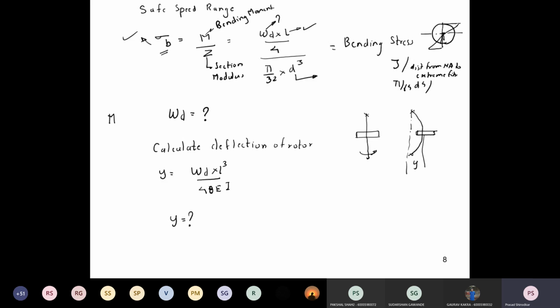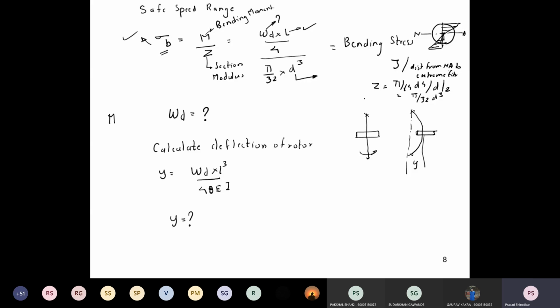And these are the stresses which are generated. Right? So it will be distance from neutral axis. This is neutral axis to the extreme fiber. The extreme fiber will be d by 2. So that comes out to be pi by 32 d cube. And that is nothing but your Z.